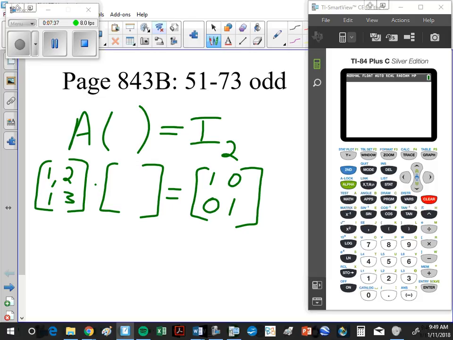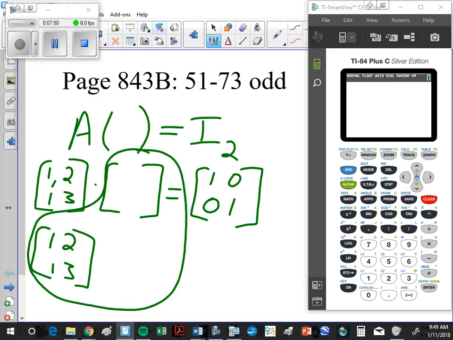How do we multiply two matrices together? So I'm going to put 1, 2, 1, 3 here, and I'm going to multiply these together. And I don't know what's in there, so let's just call it A, B, C, and D.